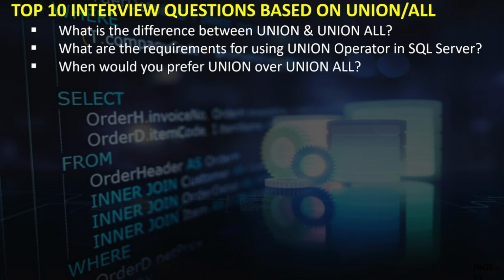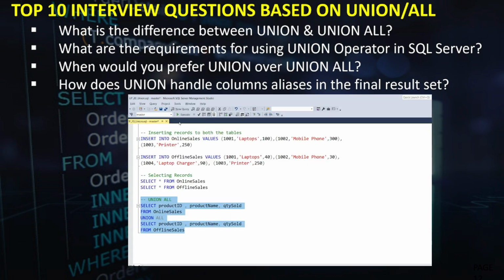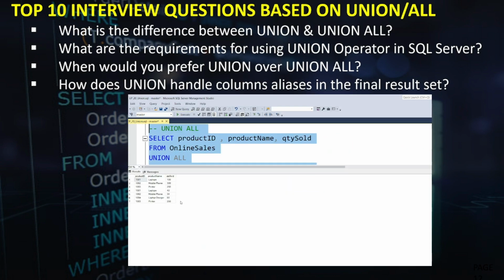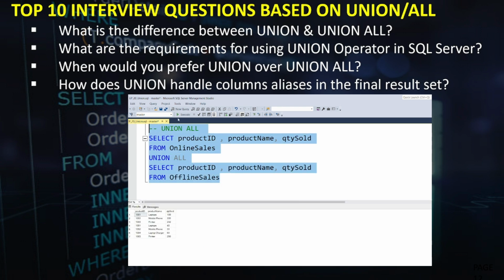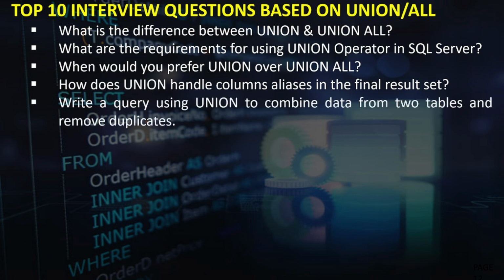When would you prefer union over union all? Obviously, when you don't need any duplicate data, then you prefer union. How does union handle column aliases in the final result? This is one important thing. If you are writing a union between 2 tables, one select statement comes before the union and the other after it. Whatever aliases you write in the first select will be taken care of and considered as the final result. Make sense?